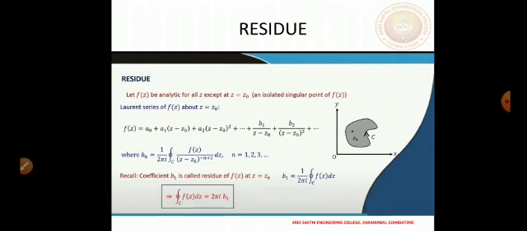So this is actually the point why we are discussing the residues here. If you take a look at this integral over C, which is a curve which bounds the point z naught, it is equal to 2 pi i times b1.